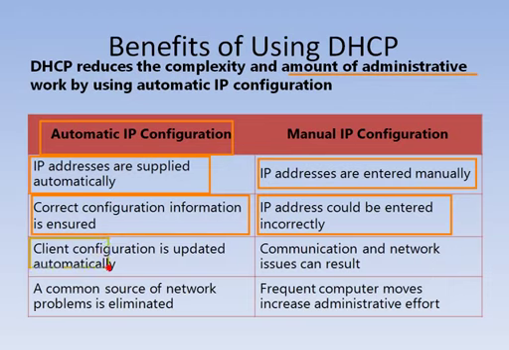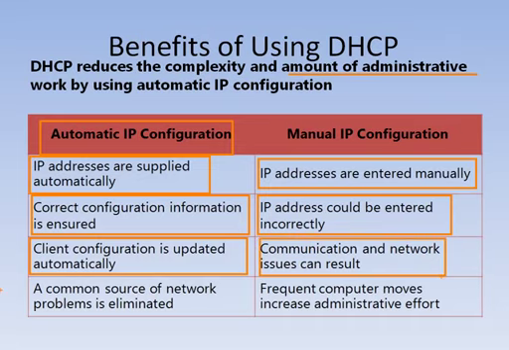Client configuration is updated automatically. In the next planning we are going to change our IP series or something, and we are going to change the DNS server or default gateway. Only by updating the DHCP server, it automatically gets updated on the client machines. But in case of manual, it can be a big issue and can cause a lot of network issues to communicate.